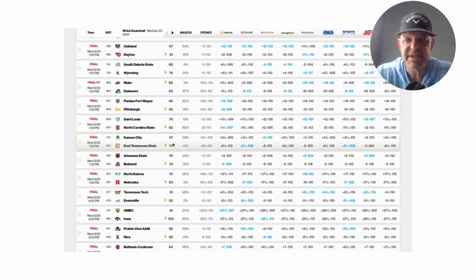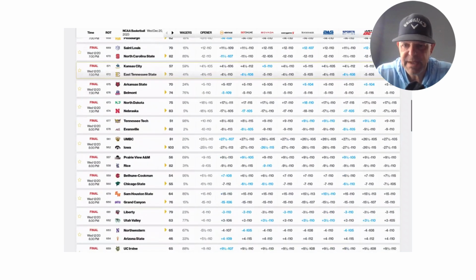All right, let's look at another one. East Tennessee State minus 4.5. Look where it closes. It closes at 5. That's basically our trigger. So that would be a play, and they won.